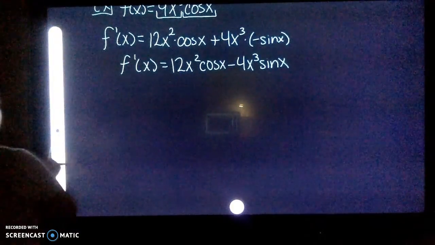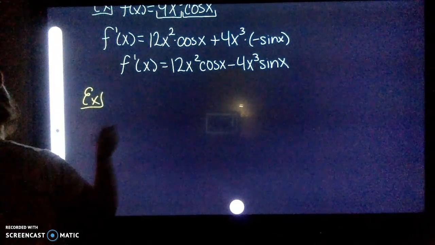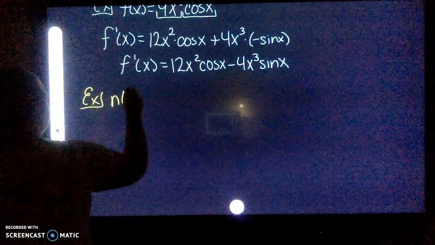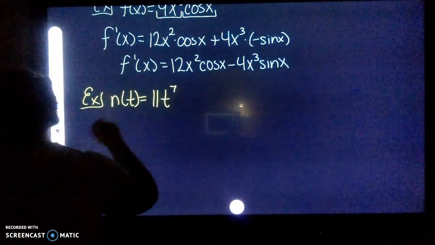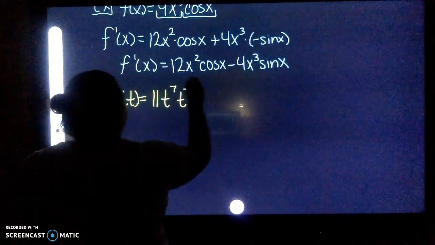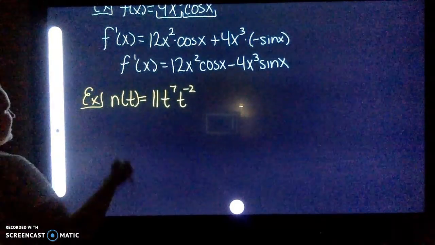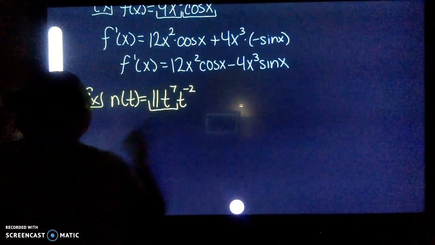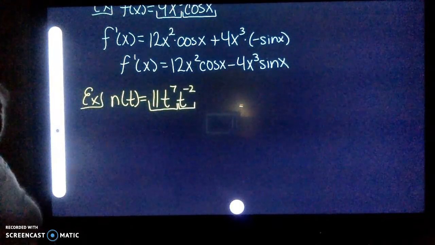Next example can be done two ways. We're going to do each way. So this is the function n of t is equal to 11t to the 7th times t to the negative 2. As I'm looking at this, I'm going to split it into two functions. 11t to the 7th is going to be the first function, and t to the negative 2 is going to be the second function.